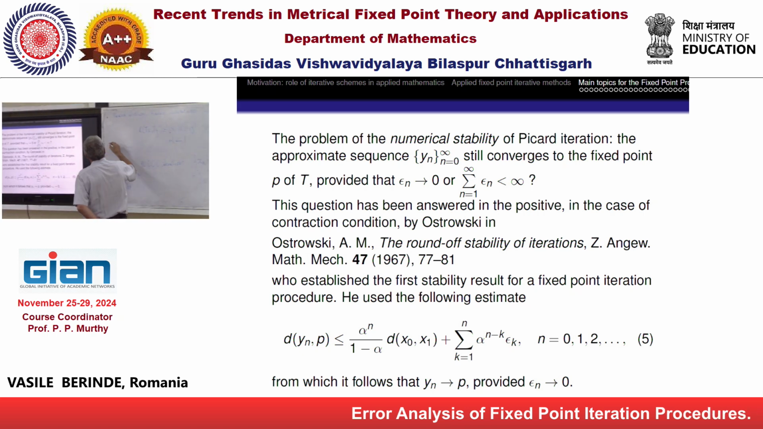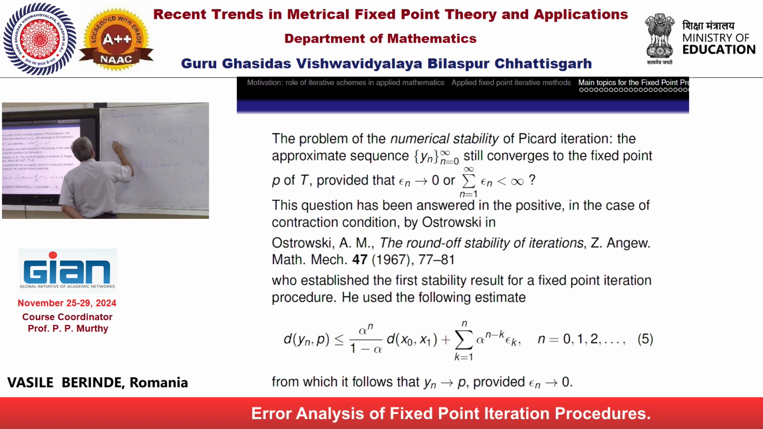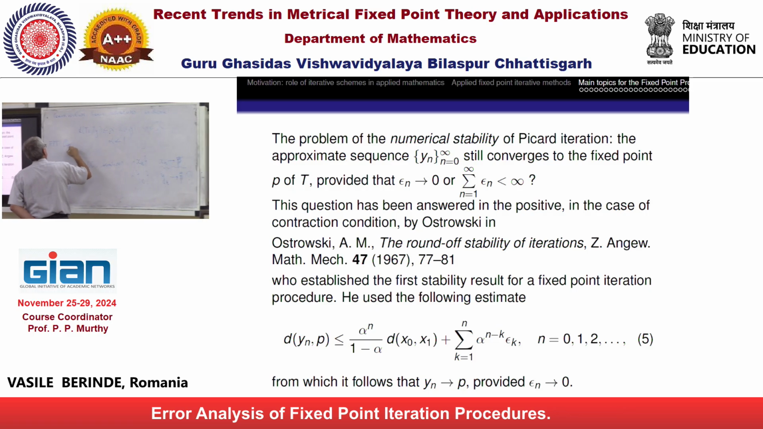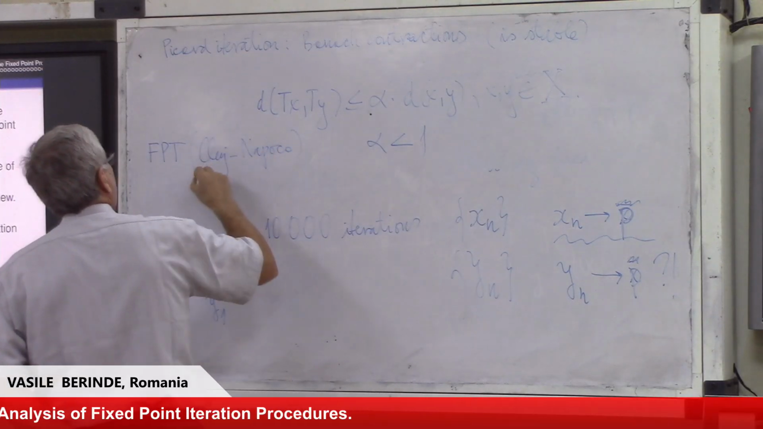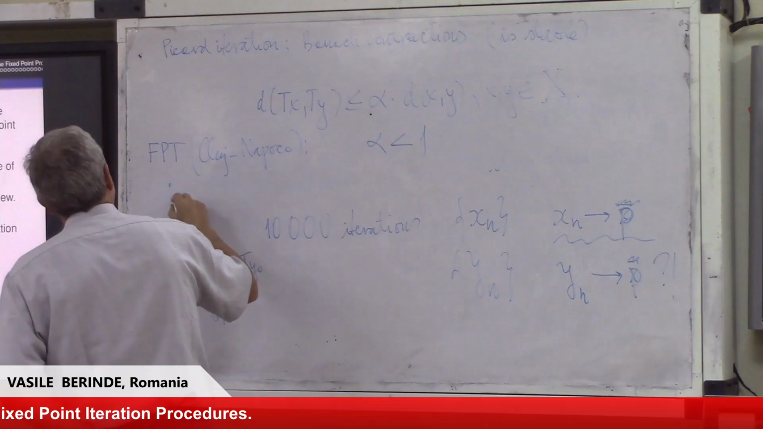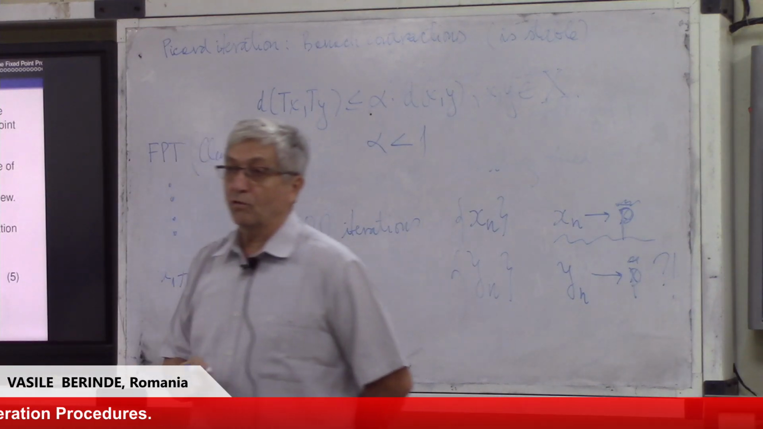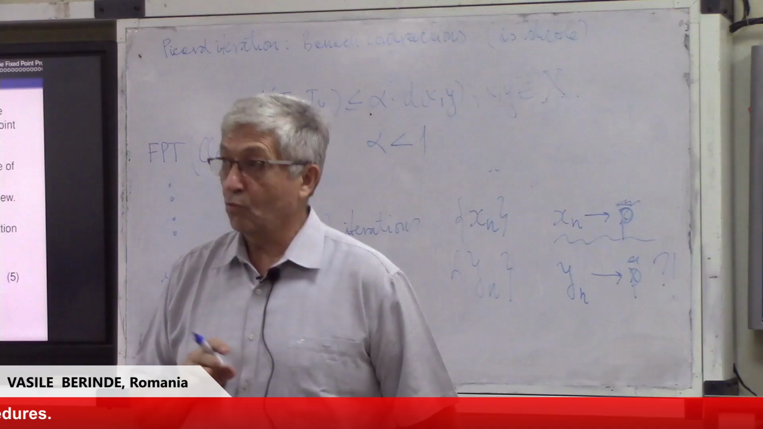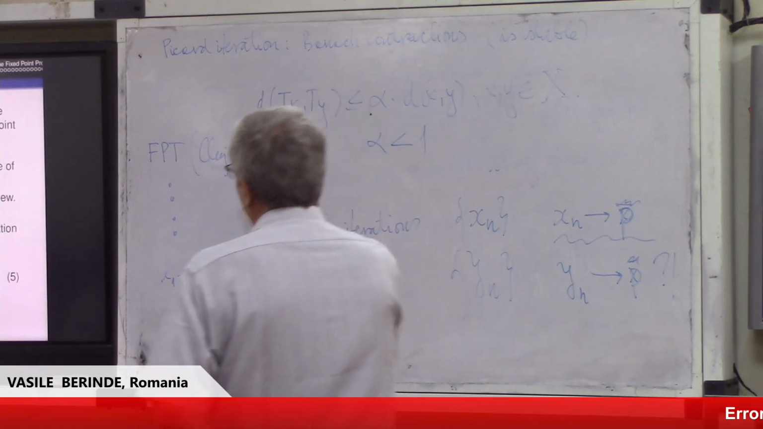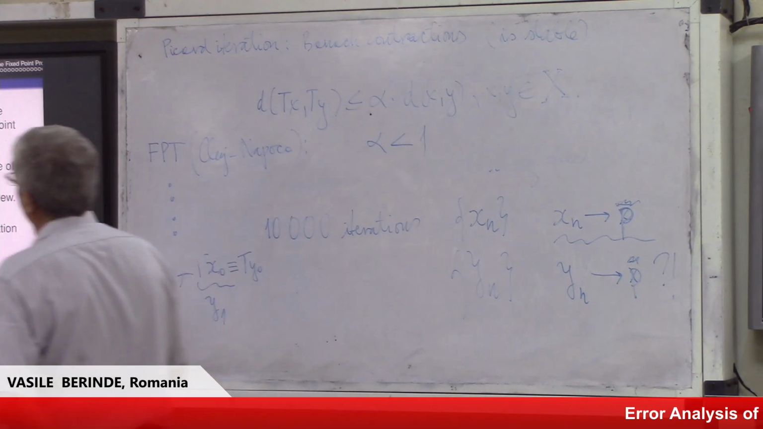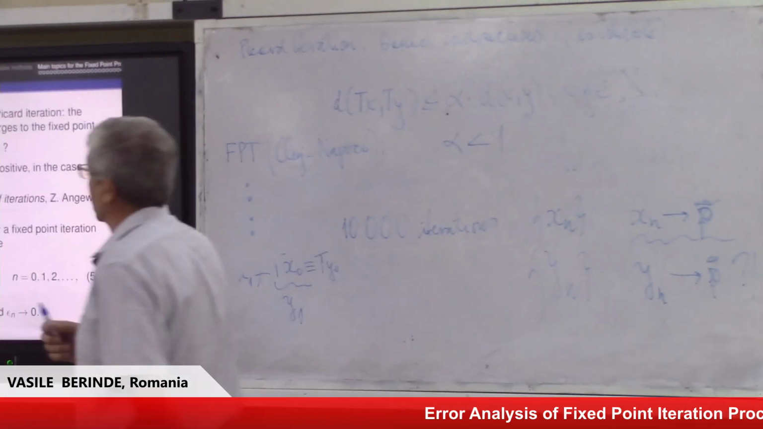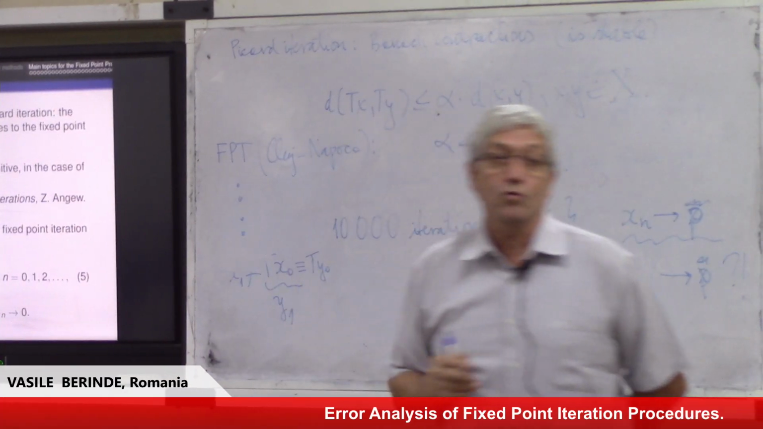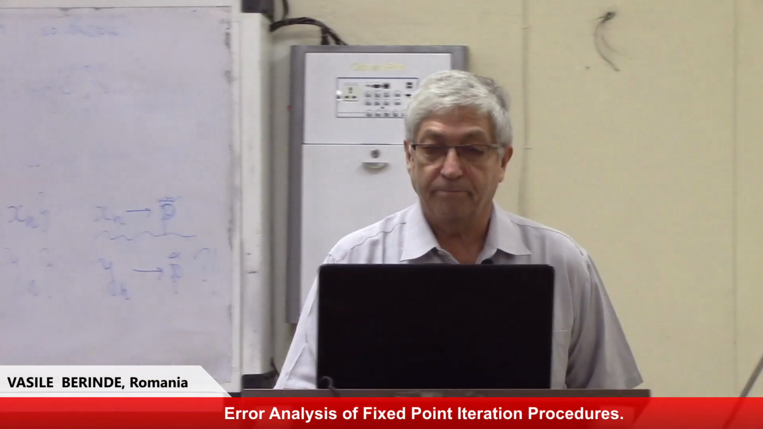The fixed point group in Cluj frequently uses 3 or 4 other concepts of stability, which are more sensitive to various situations. Not all iterative schemes are stable. I'll show you what happened later.